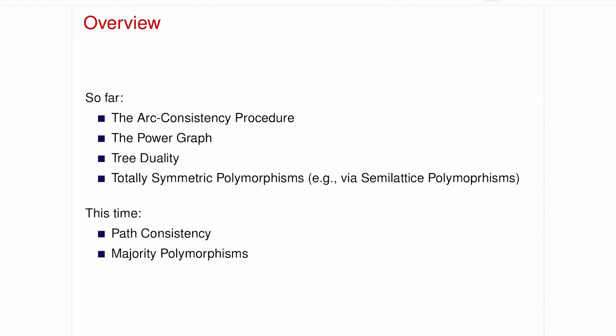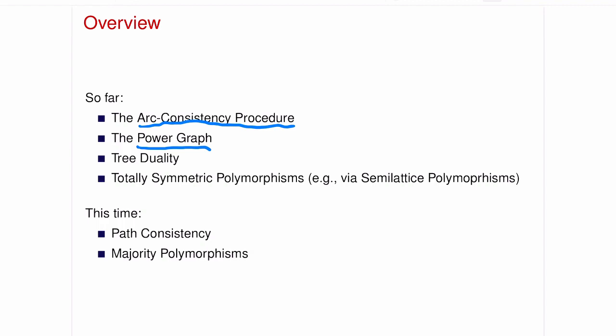Let me put today's topic into the context of this lecture series. What we've seen before is another algorithm, the arc consistency procedure. It's also polynomial time, but sometimes the arc consistency procedure can't detect unsatisfiability even though the input is unsatisfiable. That's the disadvantage. On the other hand, what's quite nice about the arc consistency procedure is that we understand very well when it works. We have the power graph for that.